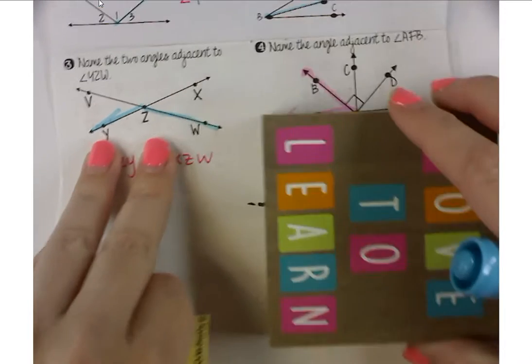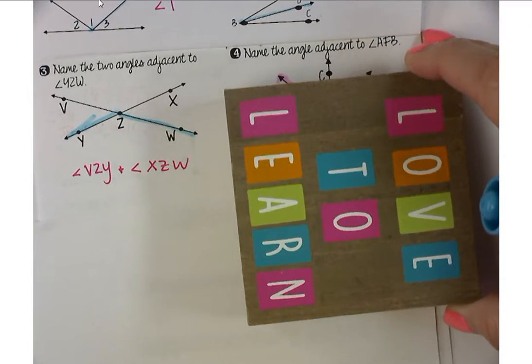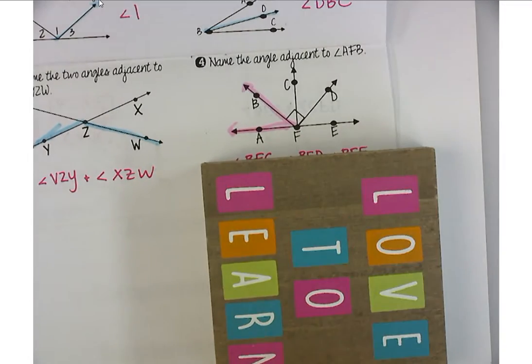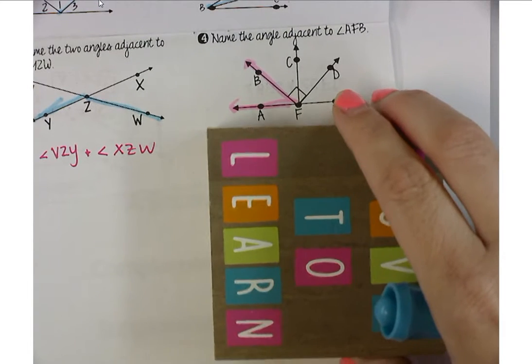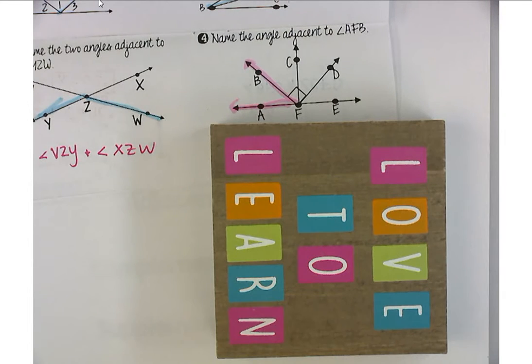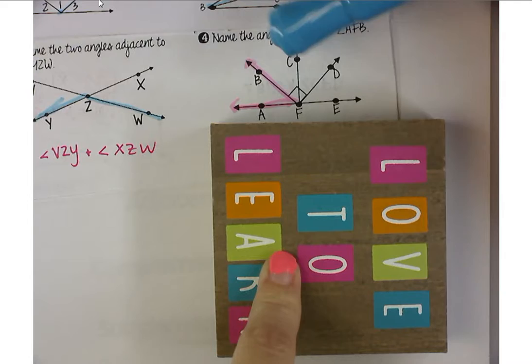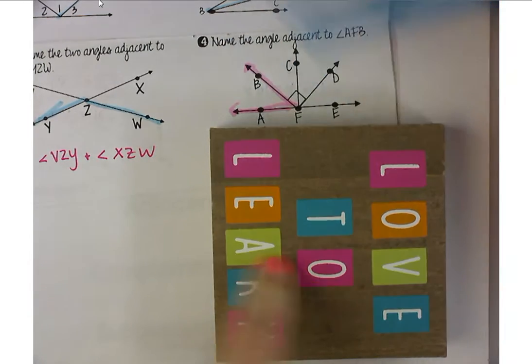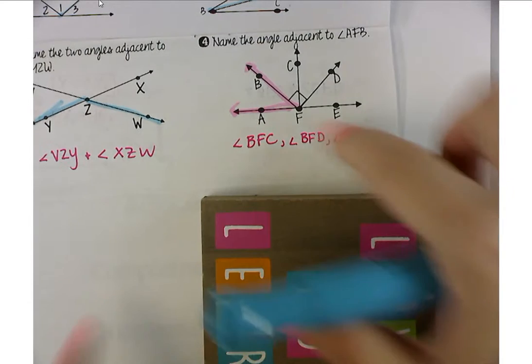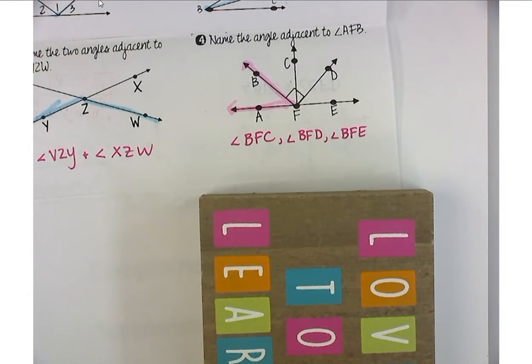All right, and then our last one, it says name the angle adjacent to AFB. Now there's actually multiple answers for this one, and you can see how I highlighted that first, because I know that I'm going to have to share a side. Does AF share a side with anything? No, it's only the BF. So you could have BFC, you could have BFD, or you could have BFE. Okay, and whichever one you chose, make sure you write down the other two so you understand that there could be more than one answer for that. Okay, it could be any of those three choices.